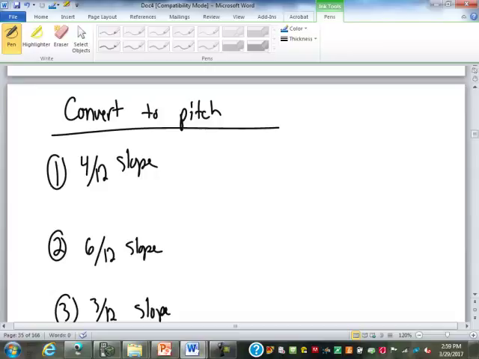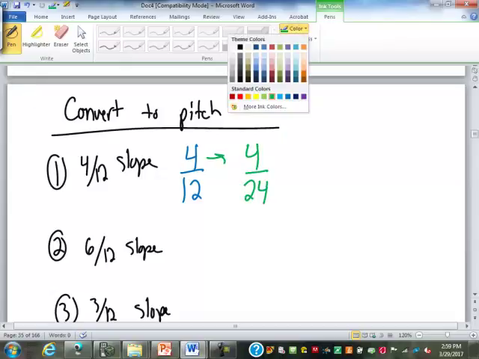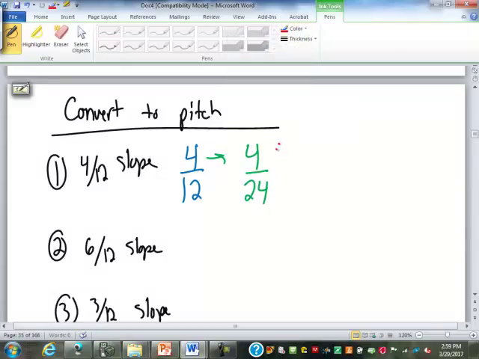Let's take a look and see how you're doing on these. So for the 4/12 slope, to turn that into a pitch, what's going to be our first step? 4 over 24, good. And those can both be divided by what? 2 or 4, yep. And if we divide by 4, it reduces to 1/6. So that is a 1/6 pitch.